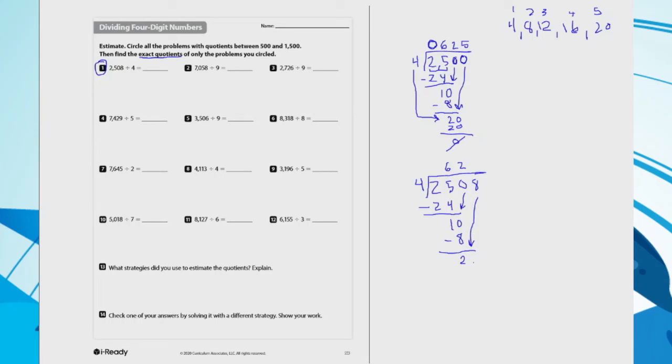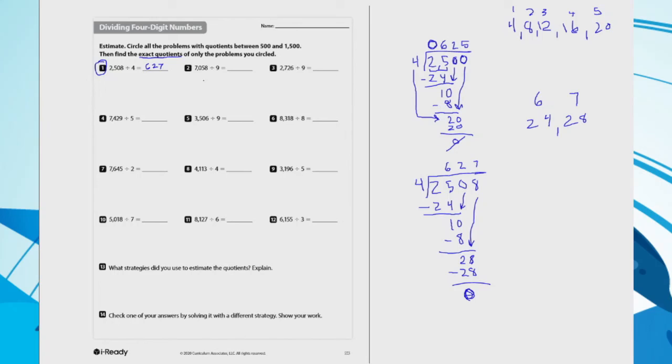So this part's a little bit different. So we have 28. How many times does 4 go into 28? Well, we know 4 goes into 25 6 times because 4 times 6 is 24. So starting from 24, we can skip count one more time for 28. So this is 6, 7. So 4 goes into 28 7 times because 7 times 4 is equal to 28. That means we're done with no remainder. So 2,508 divided by 4 is an even 627 with no remainder.